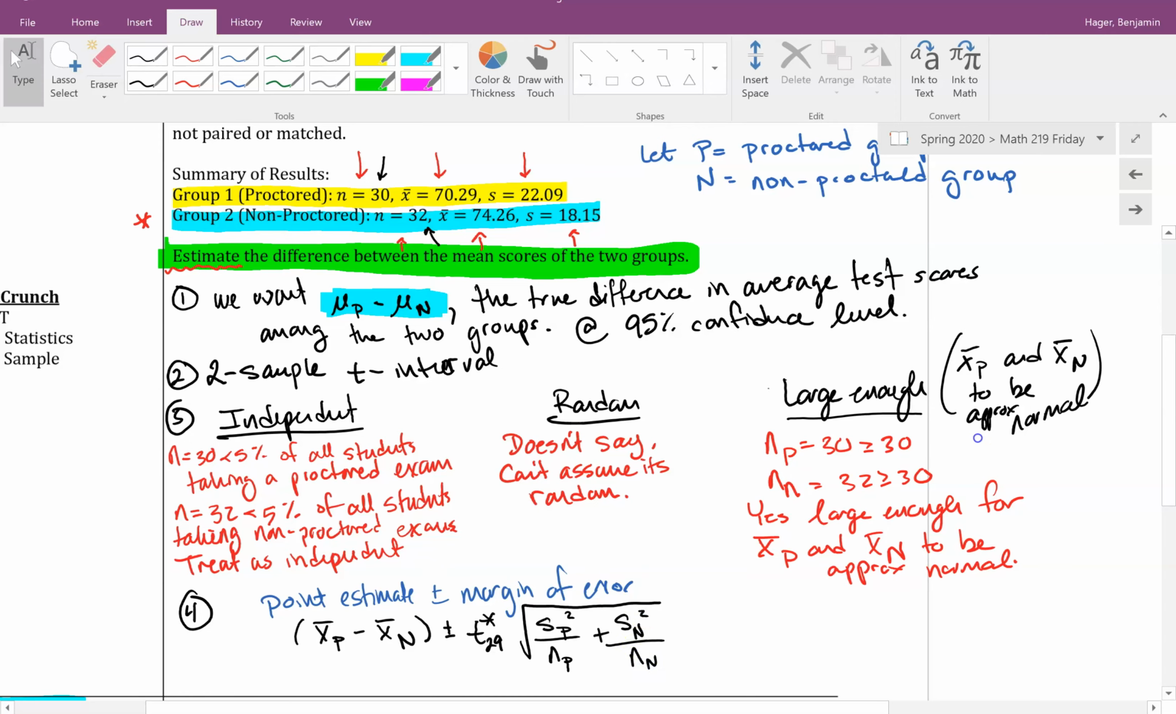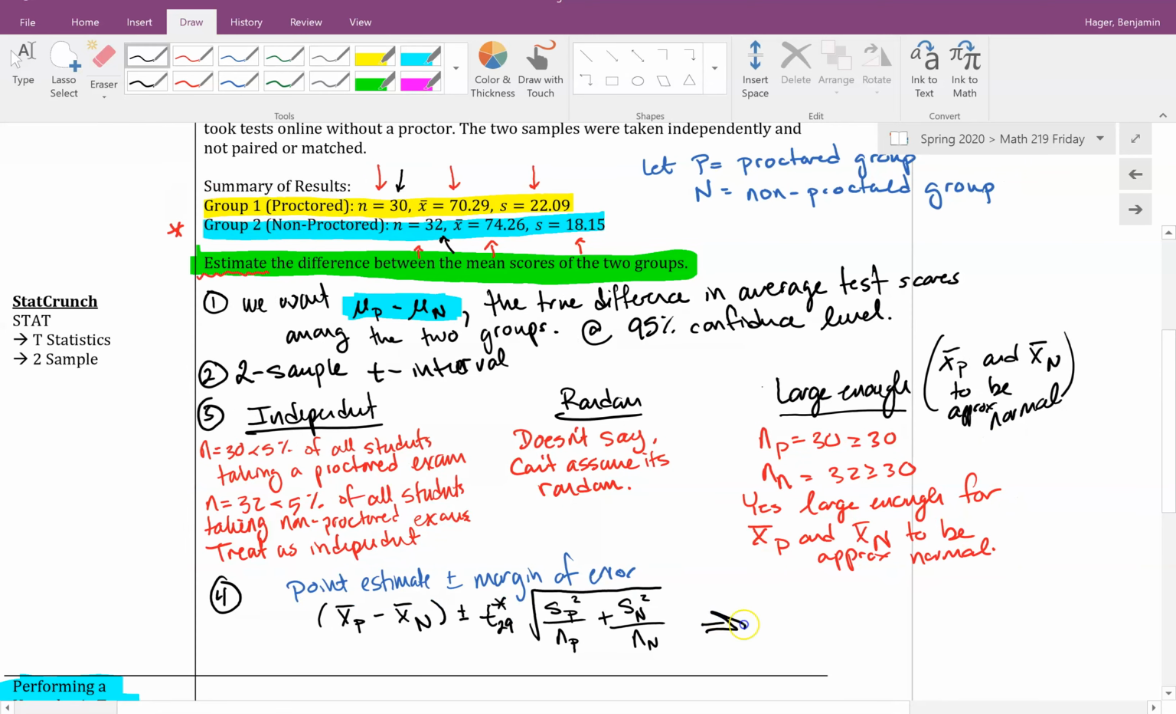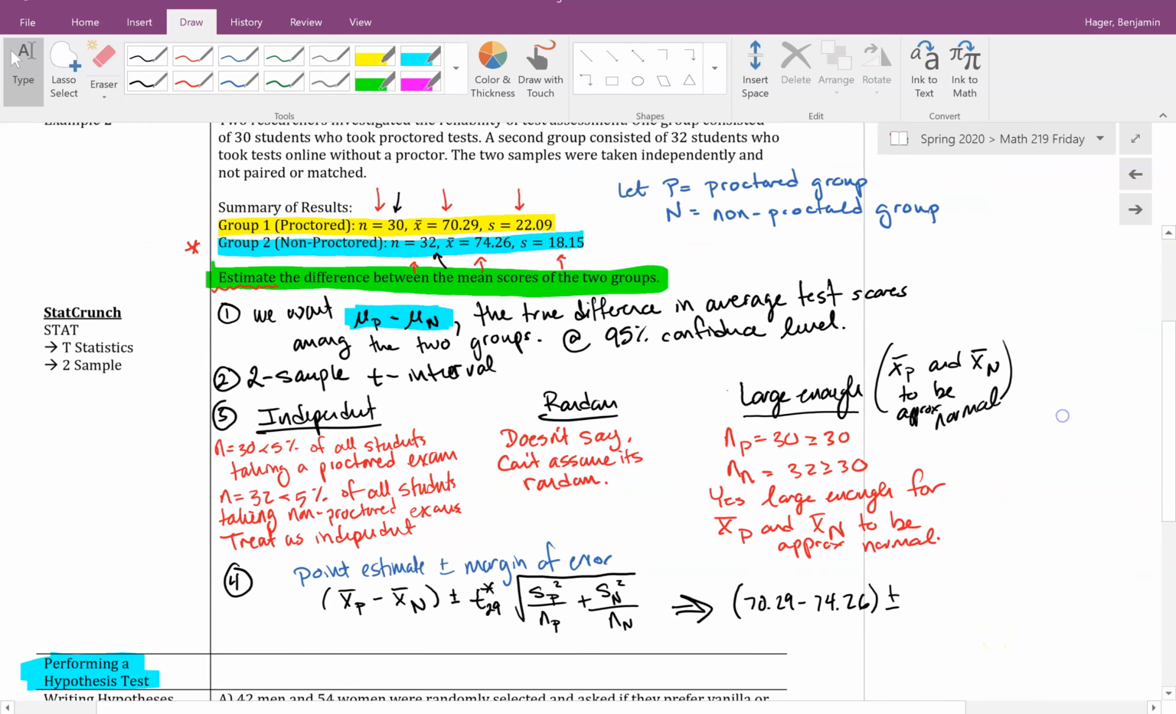All right, so it's ugly, but if you can look past the ugliness of it and just realize it's a big formula that I'm plugging numbers into, you could chug through it. So anyways, let me start plugging in these numbers. From the proctored group, that's 70.29 minus 74.26 plus or minus this critical t-score. I have this written down, so I'm not going to go look for it, but we've looked at how to find t-scores.